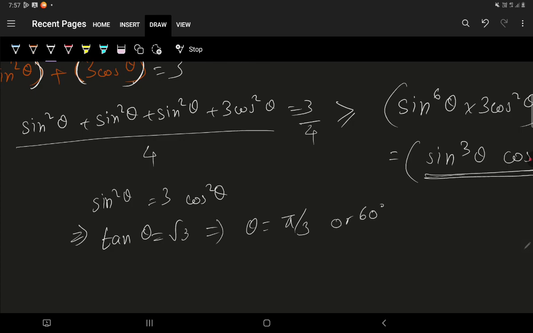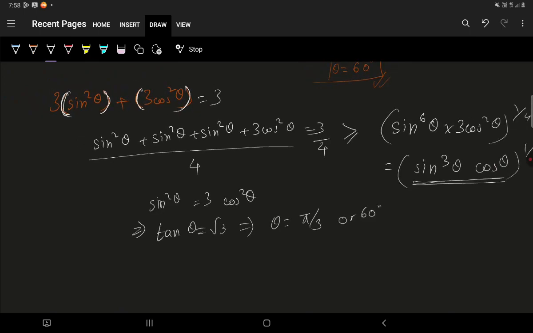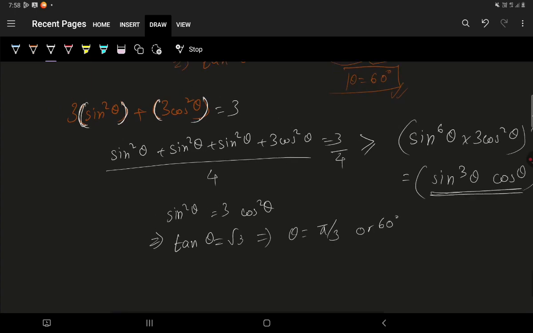So this is an important thing I'd like you to know: to maximize the area, you have to project the projectile at an angle of 60 degrees with respect to horizontal. Well, take it as an exercise to find what the required area will be. You just need to put the values and find it. So you can write the answer in the comment section.